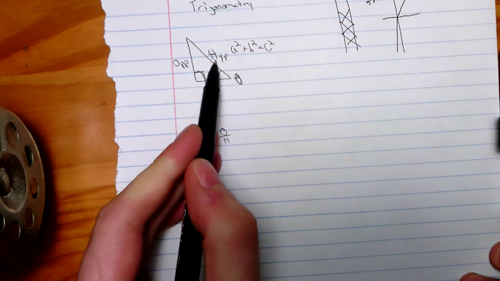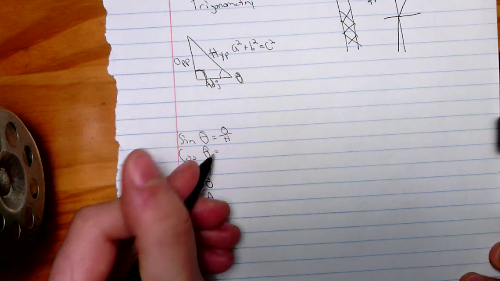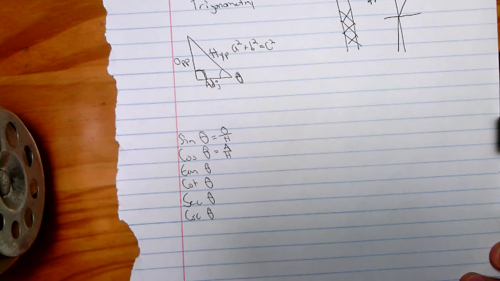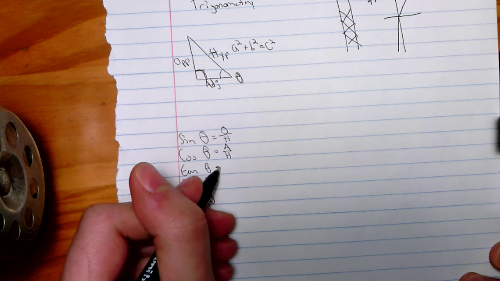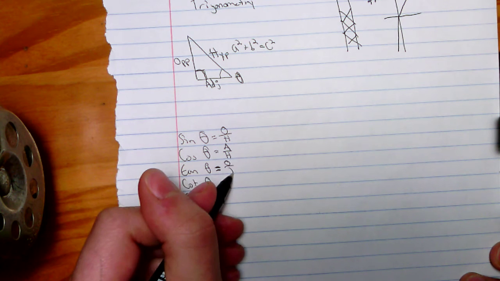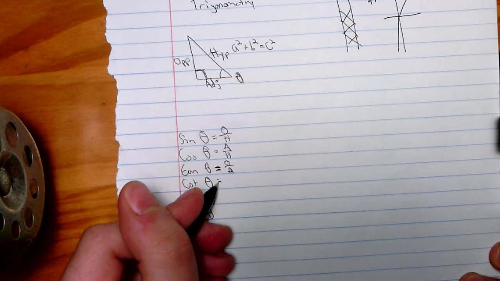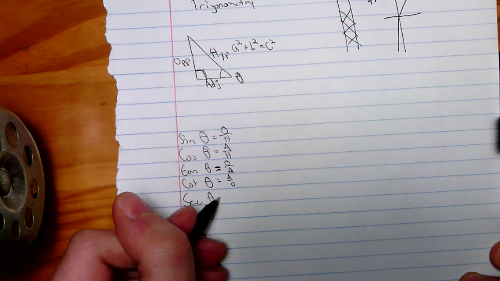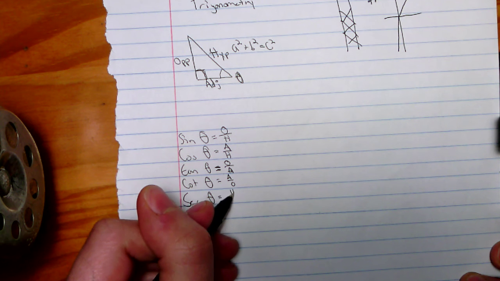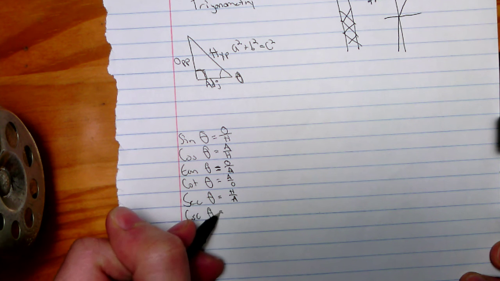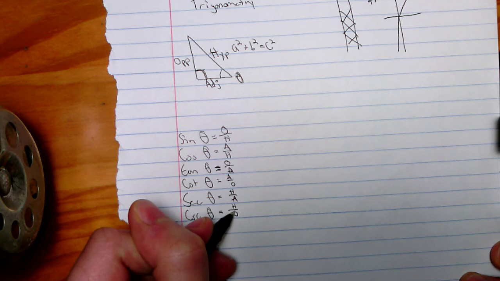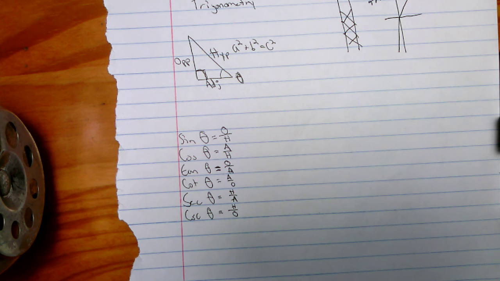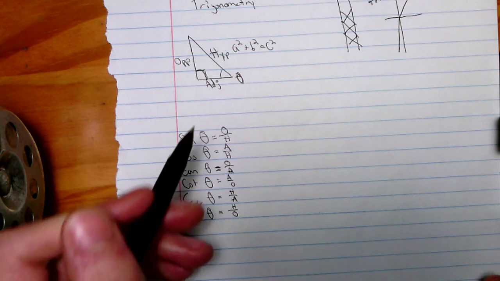The sine of the angle equals opposite over hypotenuse, so it's this over this. Cosine is adjacent over hypotenuse, which is this over this. Tangent is opposite over adjacent, which is this over this. Then cotangent is adjacent over opposite. Secant is hypotenuse over adjacent, and cosecant is hypotenuse over opposite. Those are the 6 different ratios you can make out of the sides of a right triangle, and these are the functions.